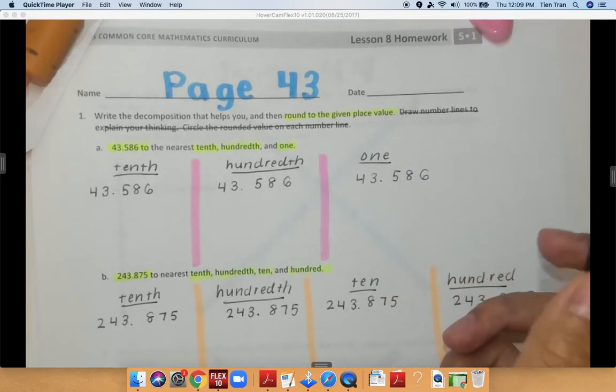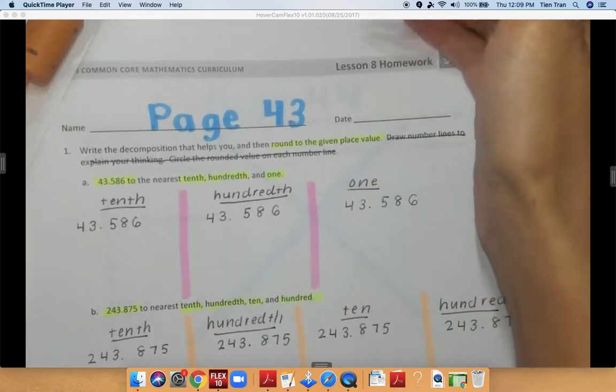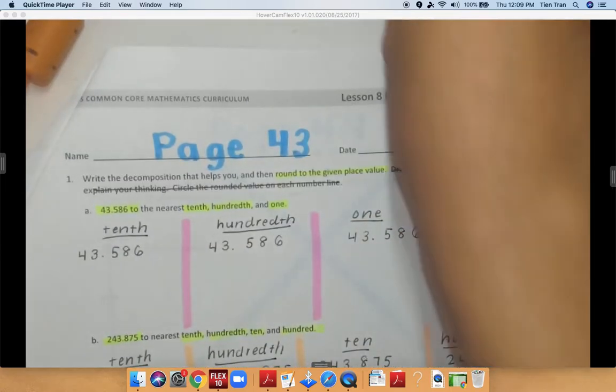We do not need to draw number lines unless it helps you. If it helps explain your thinking, you can do that. And we don't need to circle the rounded value on each number line. But just a reminder, I'm going to put this here so that you can see it as well.